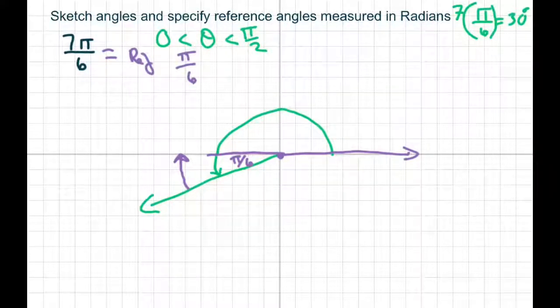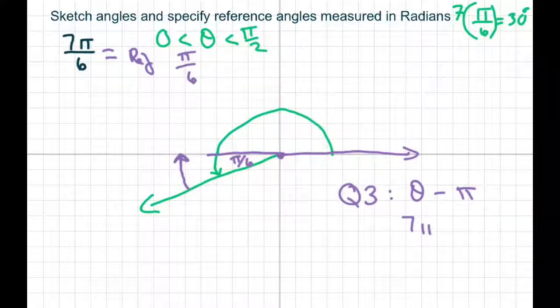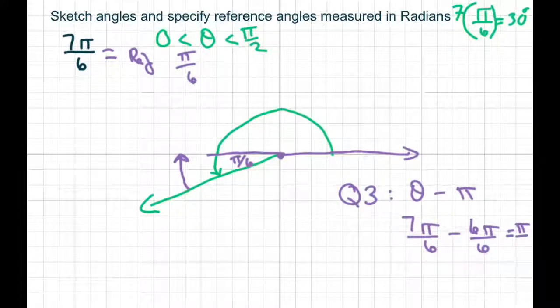Now to do it algebraically, since you're in quadrant 3, what you do is you take your angle and subtract pi, 180. So your angle is 7 pi over 6. And when you subtract pi, you have to have the same denominator. So that would be 6 pi over 6. Because 6 pi over 6 is pi, and that gives you pi over 6. It helps if you know both the formula and how to draw it. Okay, we'll go a little faster.